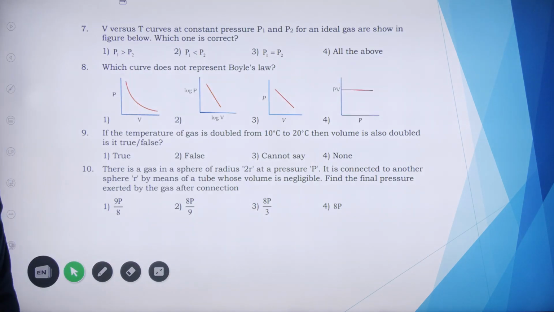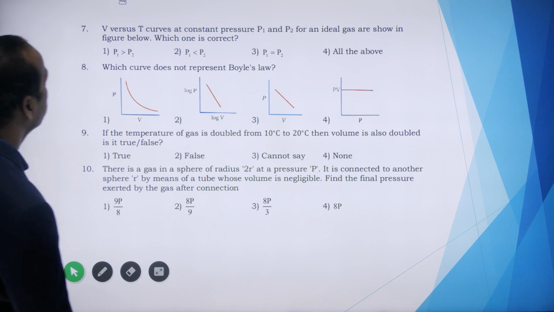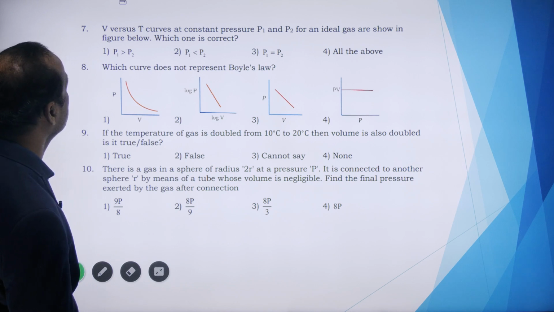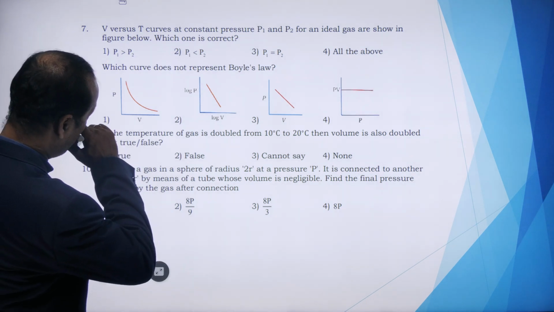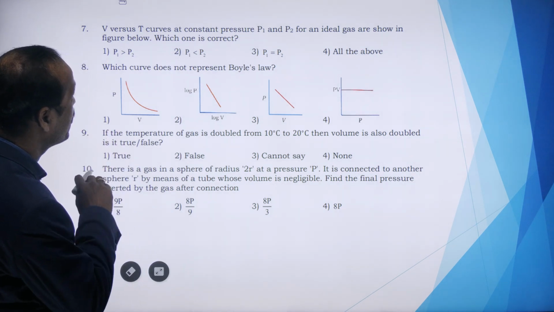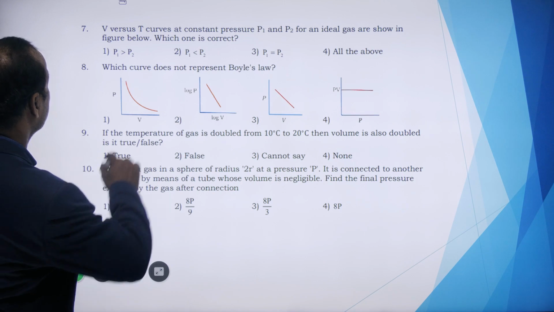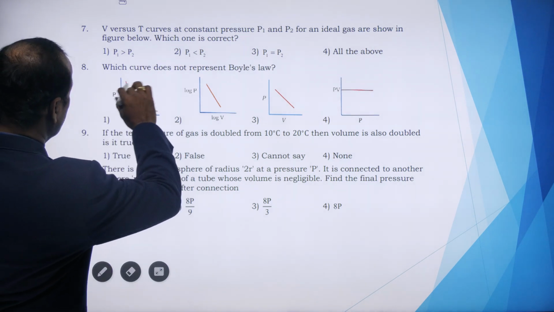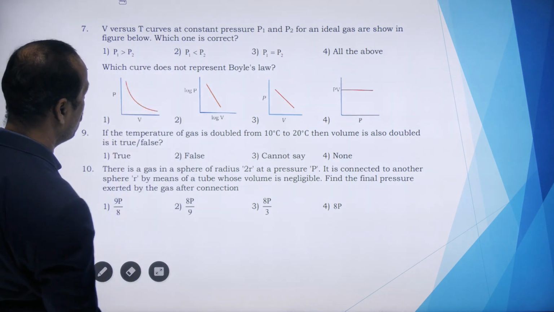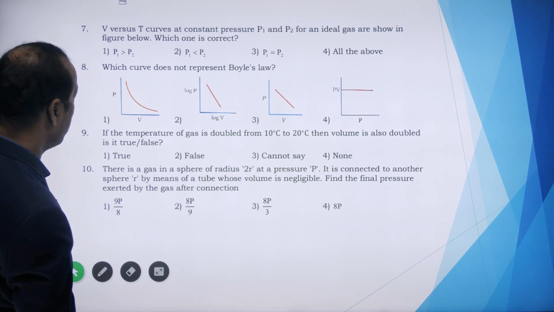Right. Chalo, here the V versus T curves at constant P1 and P2. Then the ideal gas shows, what does it show? P versus T curves at the constant pressures P1 and P2 are shown in the figure. Your figure is not given, students, here. For this question, the figure is not there. So we can't answer it because the figure is not given. Correct? So leave it now.